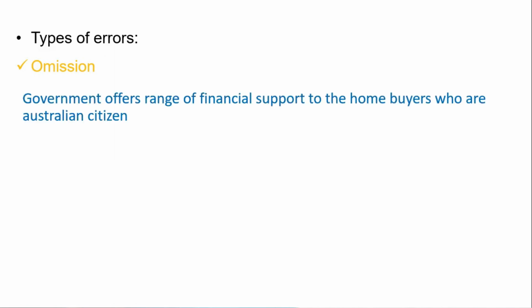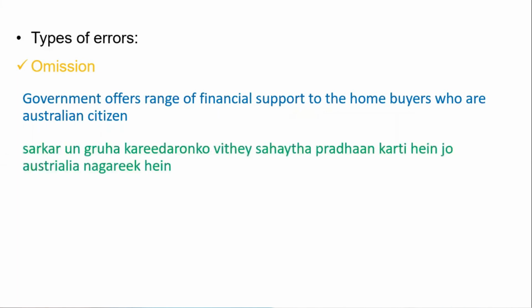So for example, let's take the sentence: Government offers range of financial support to the home buyers who are Australian citizens. Well, this is spoken by an English speaker and now you're translating it. The interpreter ideally should be speaking this. Let's say in Hindi the person is speaking. I'm going to play the Tamil version in just a while.